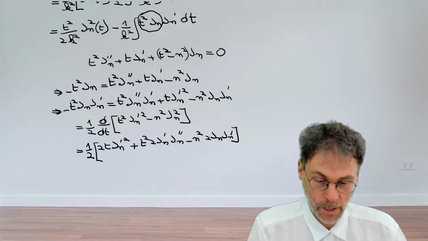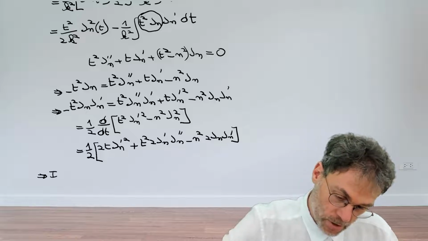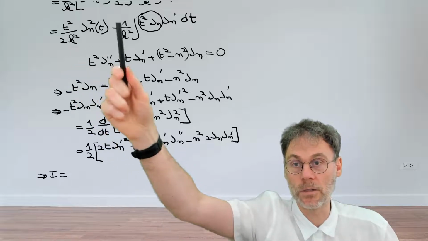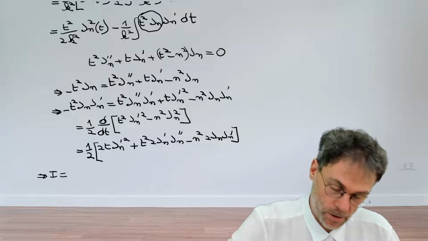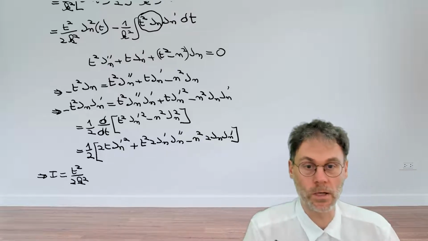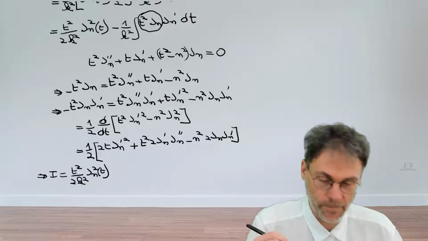Good. So now that we have this thing, we can finally write down what our integral is. Our integral is equal to that first part, which we already calculated thanks to integration by parts. That's going to be t squared divided by 2k squared, J_n squared of t.